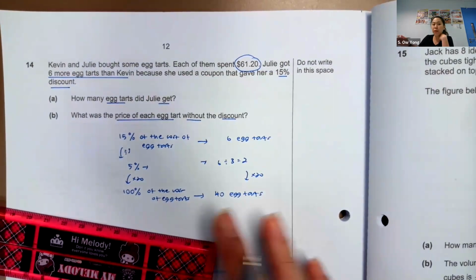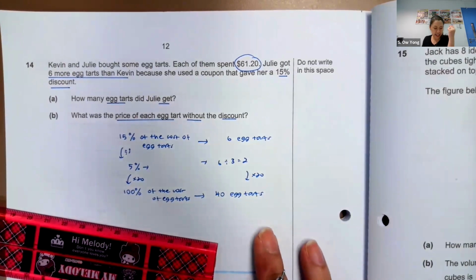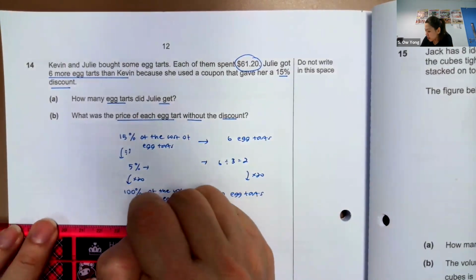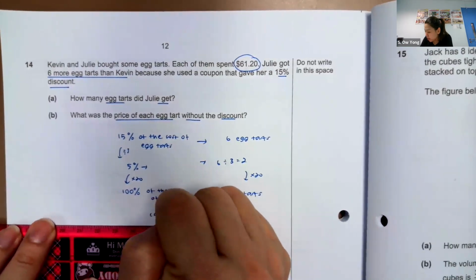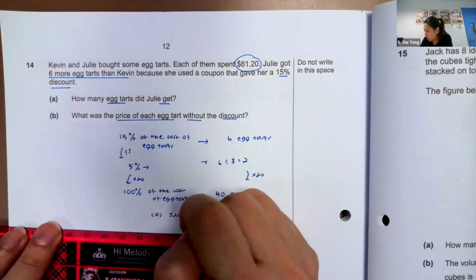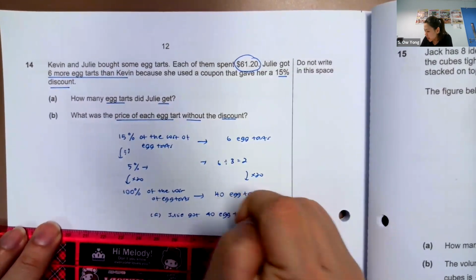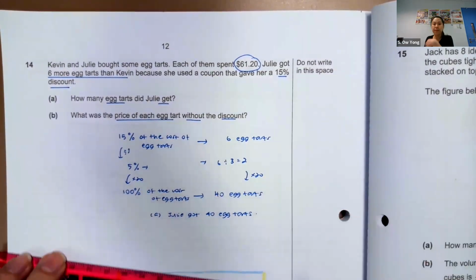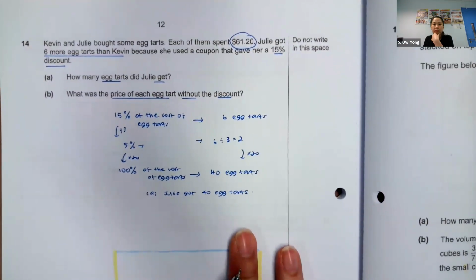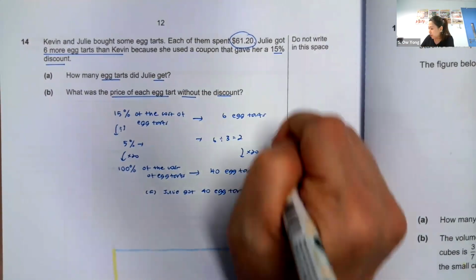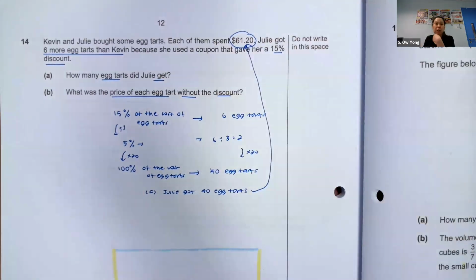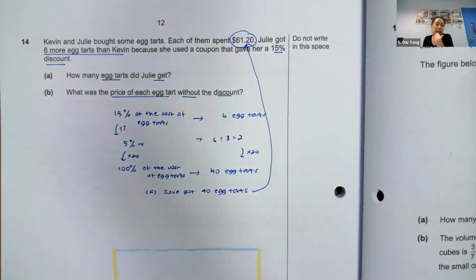So when they ask, how many egg tarts did Julie get? Part A, Julie got 40 egg tarts. Take note, she got 40 egg tarts. She paid $61.20. She already got 6 more than Kelvin.